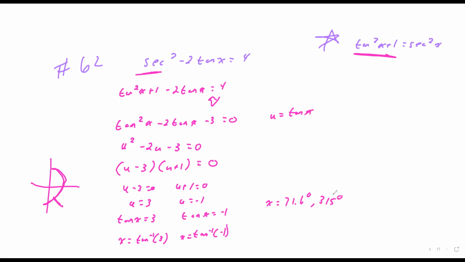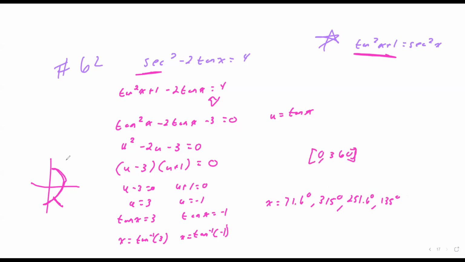But then also on top of that, since tangent repeats every pi, I also need to add another 180 to this one and subtract a 180 from this one so that I have all of my answers between 0 and 360. So if I add 180 to this, it actually gives me 251.6 degrees. And if I subtract 180 from this, I have 135 degrees. And again, we're only doing that because we want the answers from 0 to 360.